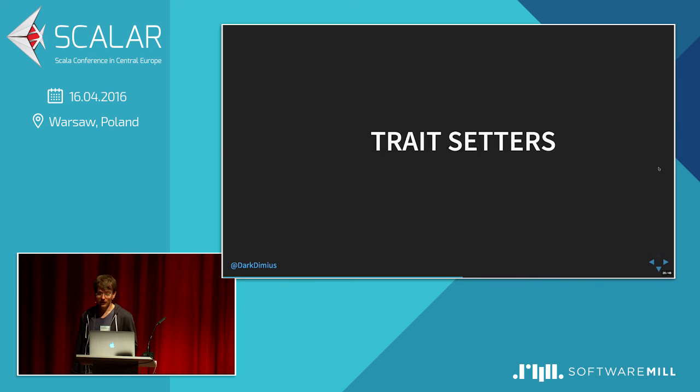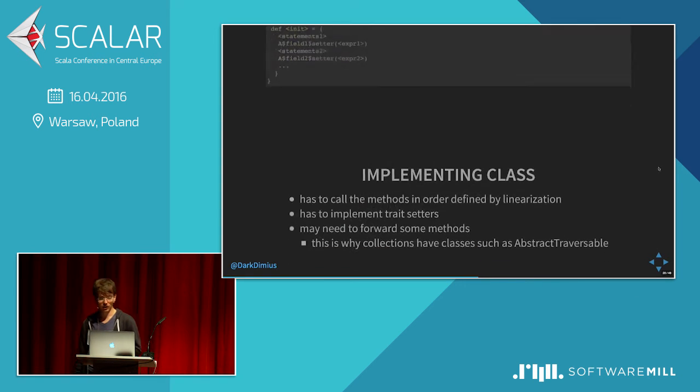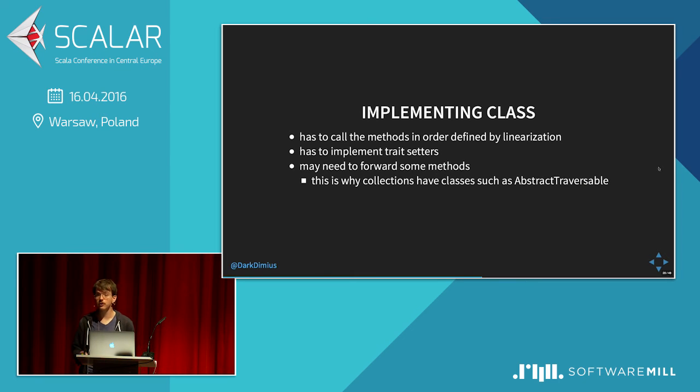So instead, we have trait setters. How it's actually compiled is that the interface defines setters for the fields which you assume are immutable, which are to be defined by the class that actually creates the field. And instead of assigning the field, the trait constructor, which cannot access the field, will just call this method, passing the value to be assigned. Then the implementation class also needs to do something. It needs to call the methods, which are the trait initializers, in the order defined by the linearization, which is the part actually defined by the spec. All the remainder is implementation-defined.